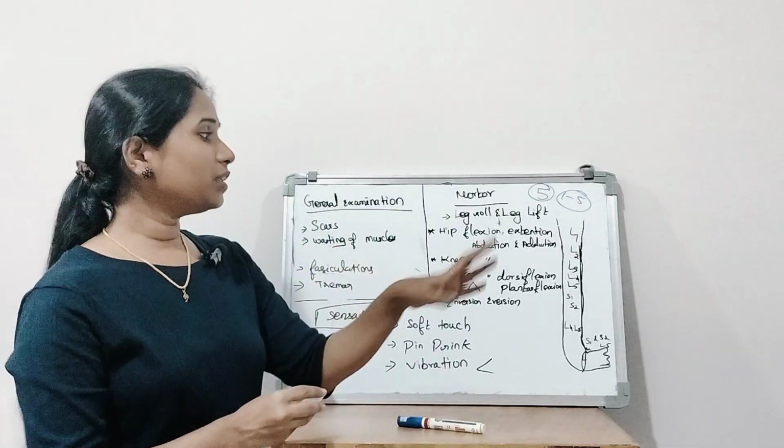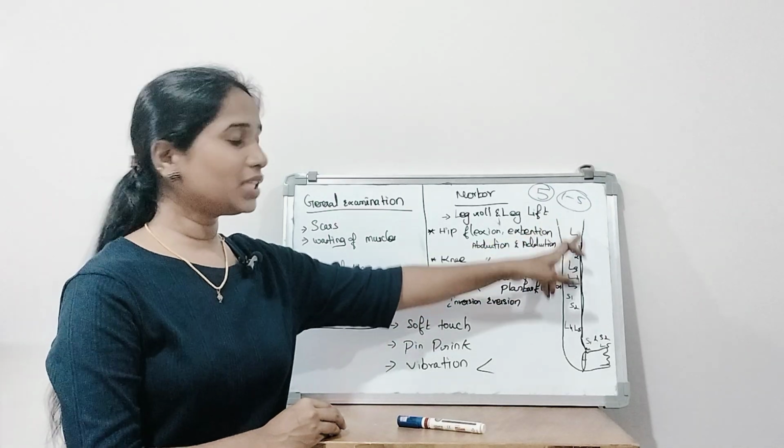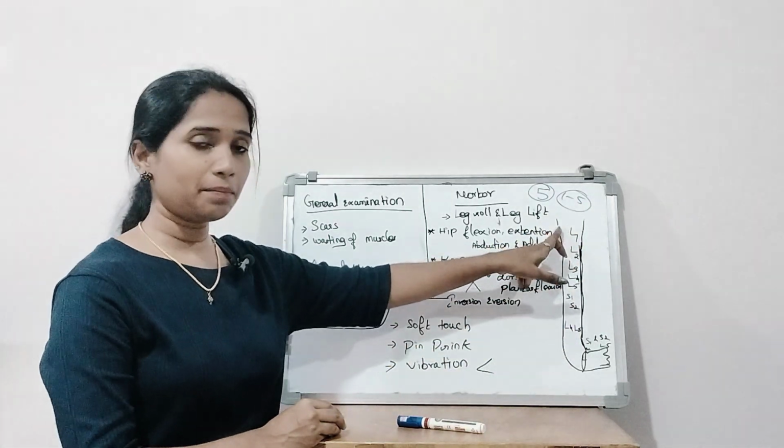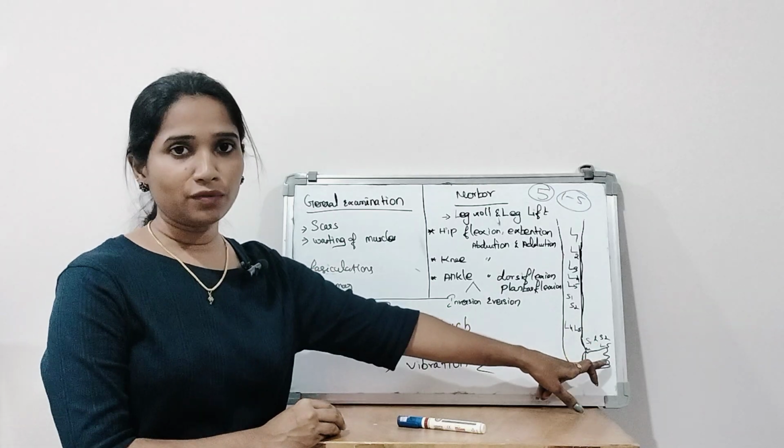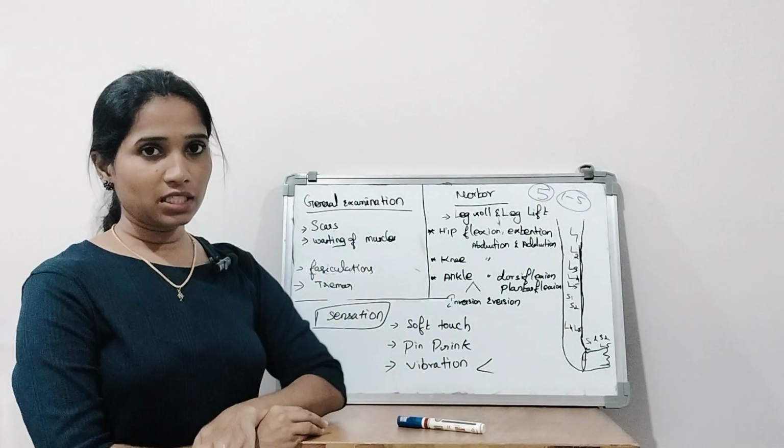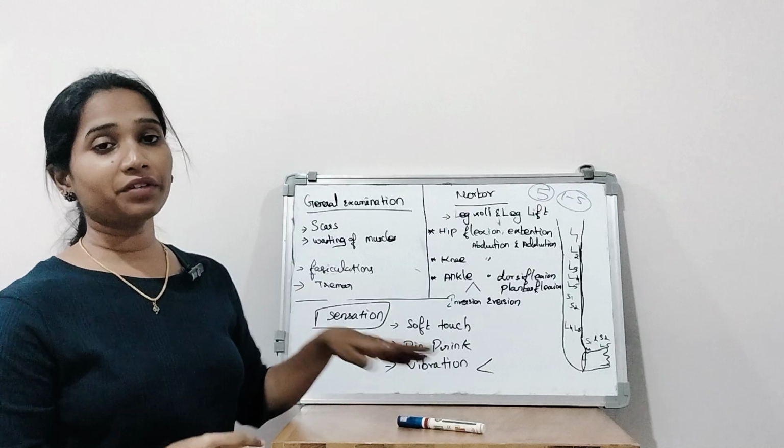After explaining the procedure, you have to touch everywhere in the lower extremity, like the hip, knee, and ankle as well as the foot. Okay. After completing these things, you should come to vibration.